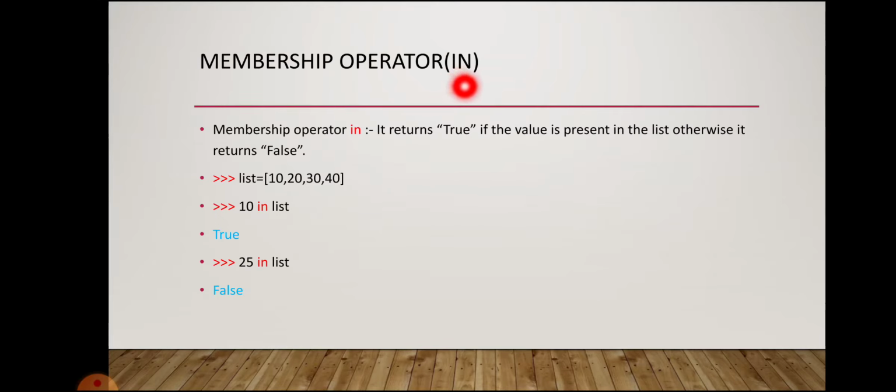Membership operator in. It returns true if the value is present in the list, otherwise it returns false. This list contains 10, 20, 30, 40. 10 in list: yes, the element 10 is present in the list, so it returns true. 25 in list: there is no element 25 in the list, so it gives false.